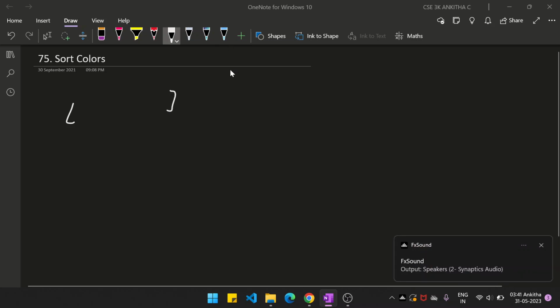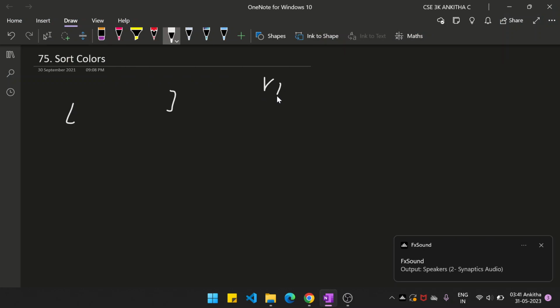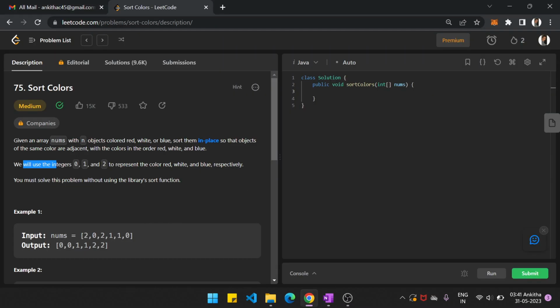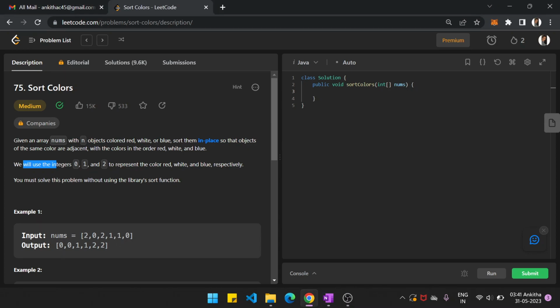It consists of three colored objects that are red, white and blue. Red is represented by 0, white is represented by 1 and blue is represented by 2. And we have to sort them. So these colored objects are given randomly in the array and we have to sort them in ascending order. And you must solve this problem without using the library sort function. We have the Arrays.sort function, you should not use that.